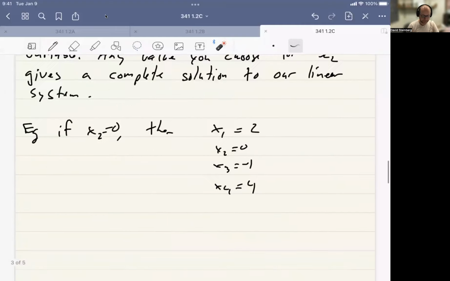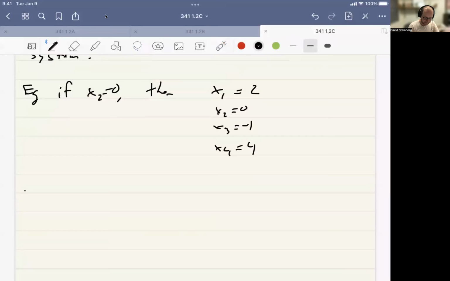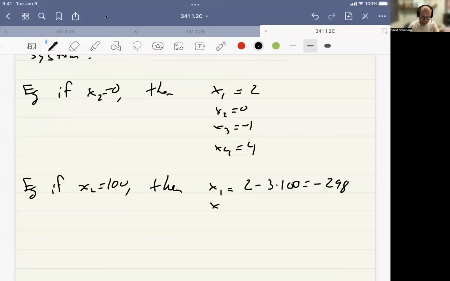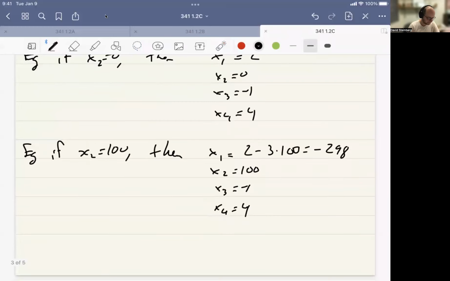And similarly, there's nothing special about 0. So if x2 is 100, then x1 is supposed to be 2 minus 3 times 100. So that's what, -298. X2 is still 100, like we said. X3 is forever -1. X4 is forever 4. So check these are solutions to our linear system.